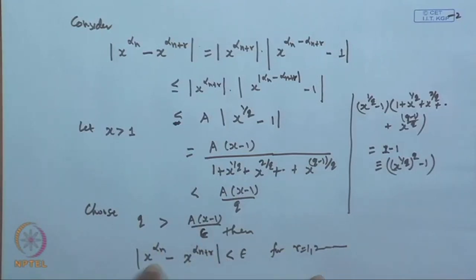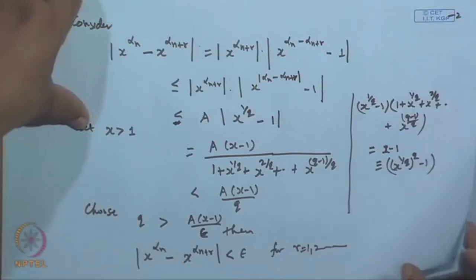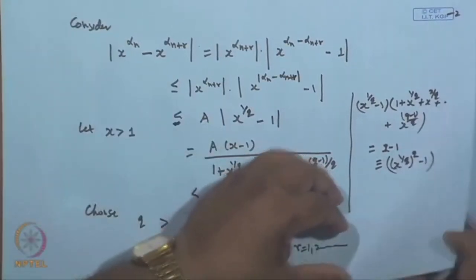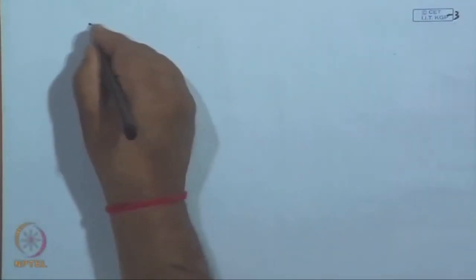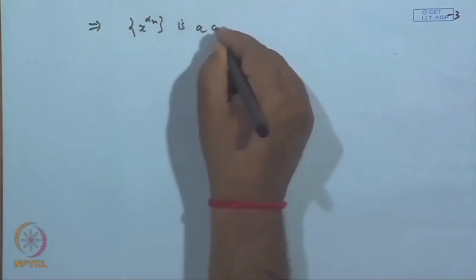So what this shows is that the sequence x^(alpha_n) of real numbers satisfies the condition of convergence, because the difference between any two arbitrary terms of the sequence remains less than epsilon. So x^(alpha_n) minus x^(alpha_(n+1)) is less than this. Now this implies the sequence x^(alpha_n) is a convergent sequence.